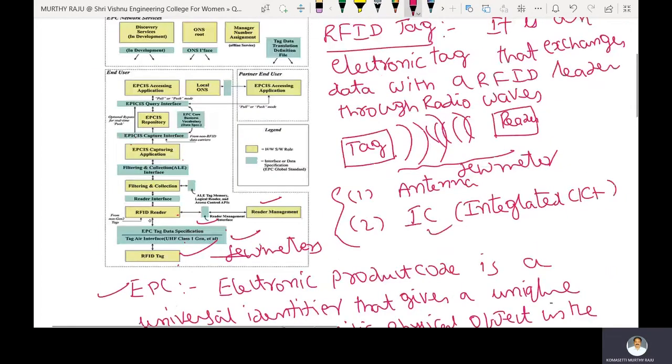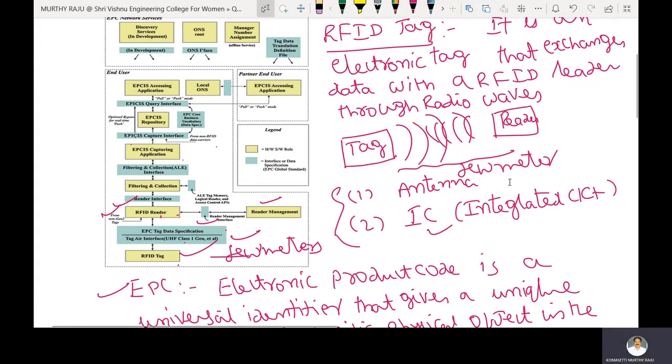Next one is RFID radar. Some data is also manually entered without using RFID tags, and also with the help of barcodes, the radars read the information from the barcodes. That is called non-Generation 2 tags. Non-Generation 2 tags means the RFID radar reads the information from the barcodes.